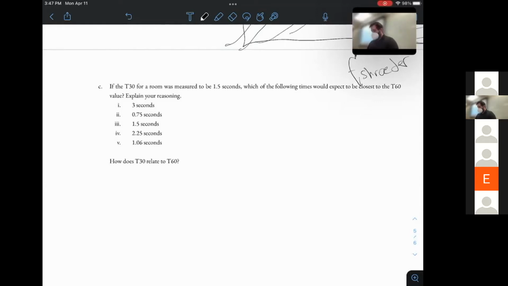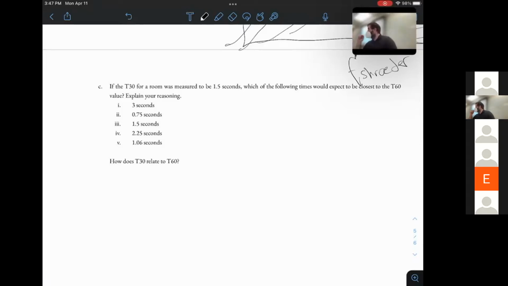But the T30 is just a tool you can use to estimate T60, and it's a very simple tool. All it says is that if it takes 1 second to drop by 30 dB, then it takes 2 seconds to drop by 60 dB. So the T60 in that case is 2 seconds.